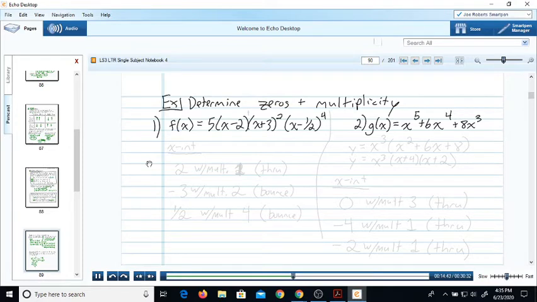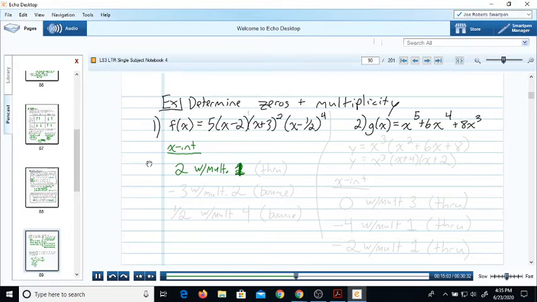So here let's go ahead and determine the zeros. Now the zeros are the same thing as the x-intercepts. So for this example, we have a 0 at 2. This has a multiplicity of 2, which means, a multiplicity of 1.